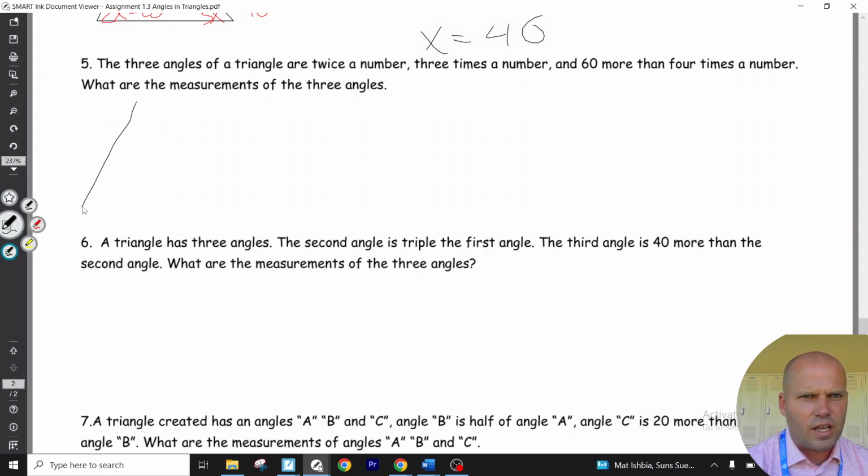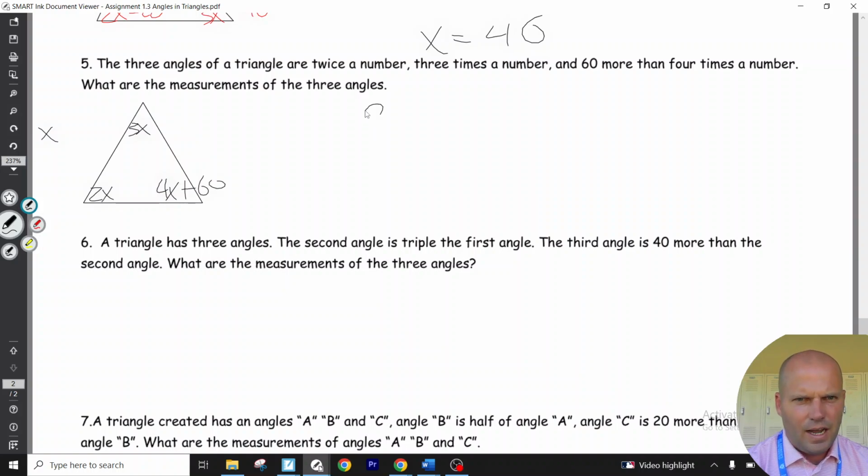Next, same thing. Three angles of a triangle are twice a number, 3 times a number, and 60 more than 4 times a number. What are the measurements of the three angles? So I got a number is x, one angle is 2x, another angle is 3x, and the last angle is 4x plus 60. I know they all have to add up to equal 180 when you add them together.